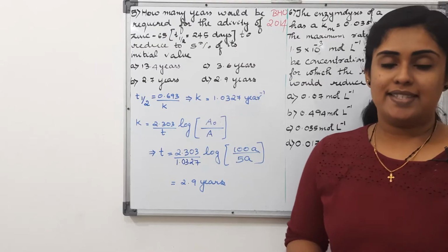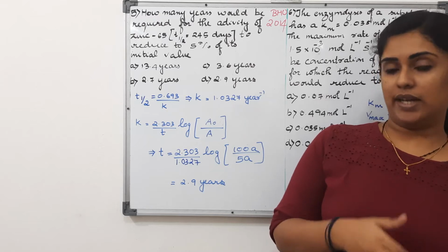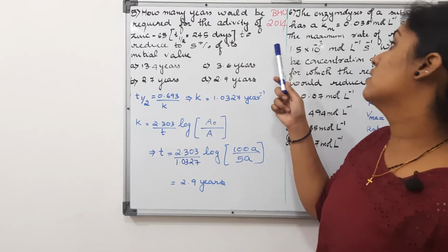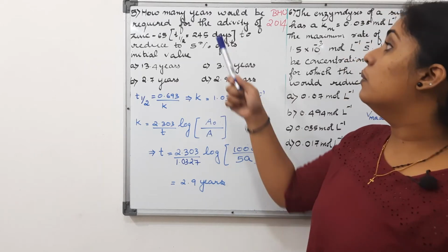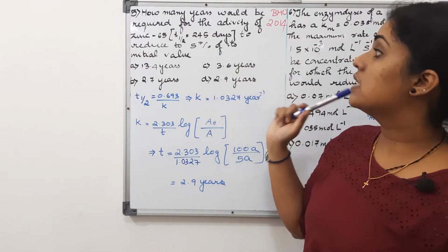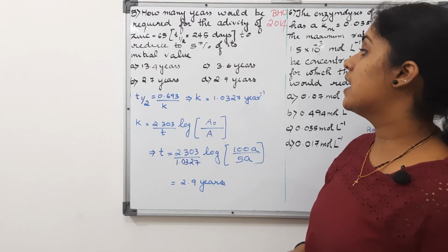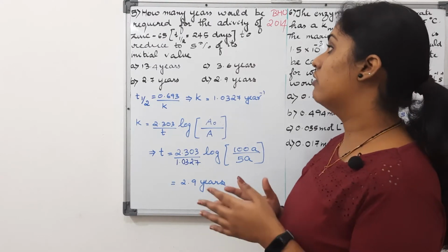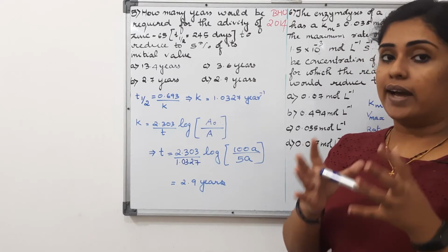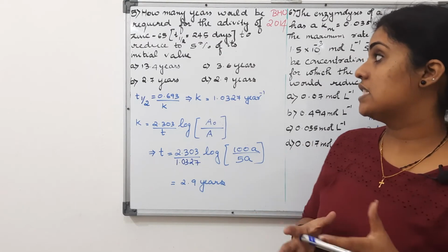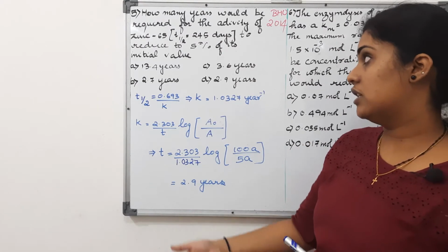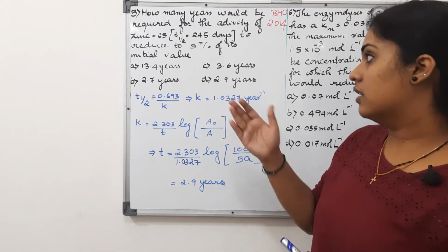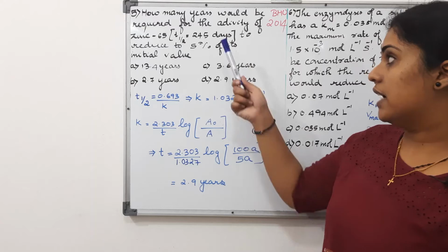The next two questions are very similar to the previous two questions, and I've just written down their answers here. And we have a BHU 2014 question which says, how many years would be required for the activity of zinc 65 with a T half of 245 days to reduce to 5% of its initial value? So we have some initial amount of zinc that is getting reduced to 5% of its initial value, and they're asking for the time that would be required for this conversion. And for this, a T half is also given.